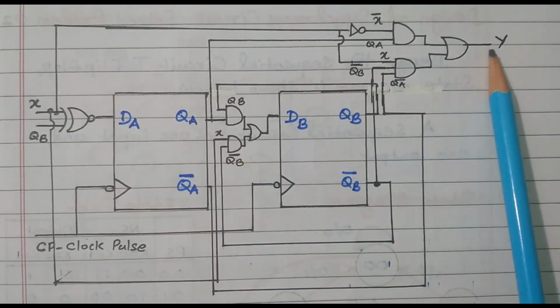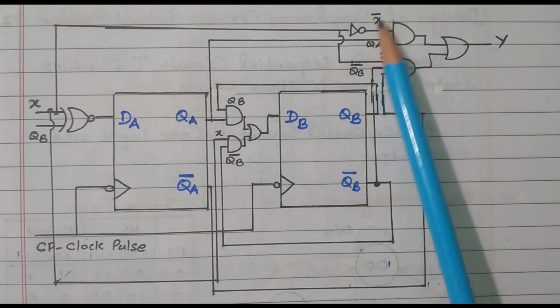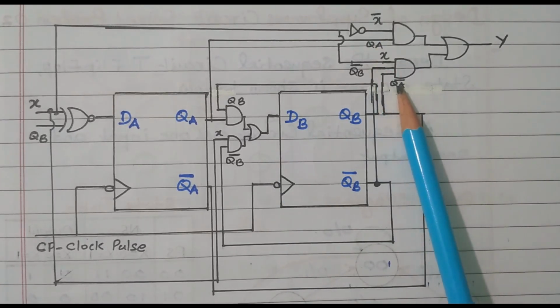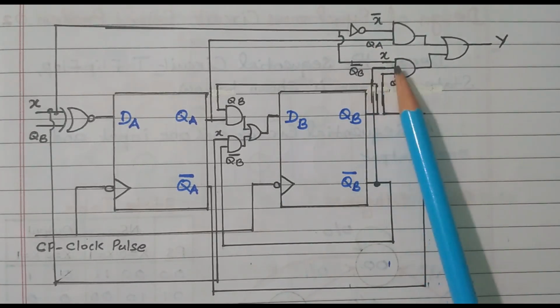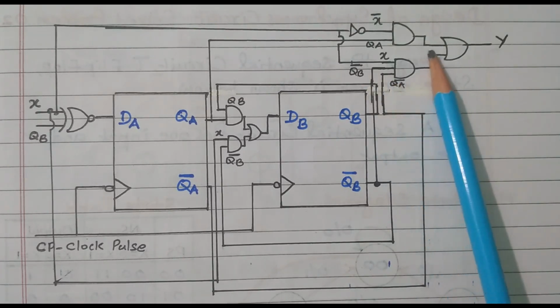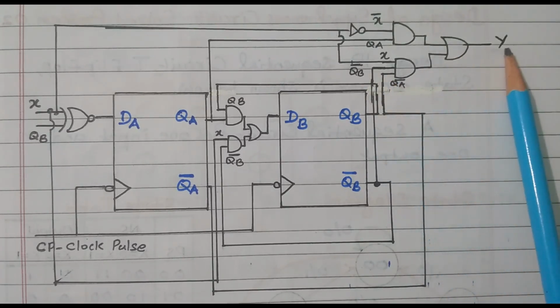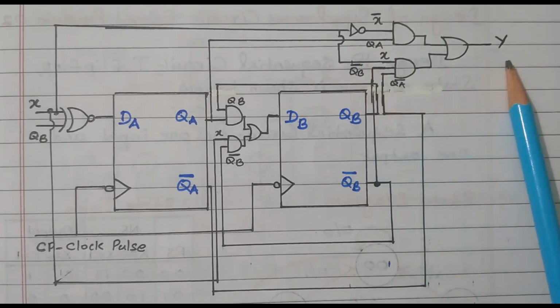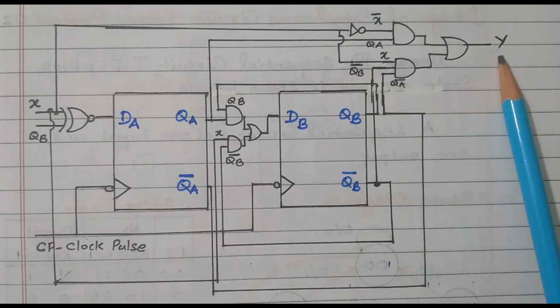Now, we need to design the Y. What is the Y value? X bar QA, so these two are multiplied. The other one is X QA bar QB bar. These two are multiplied and added together, and that is the output. So, Y equals X bar QA plus X QA bar QB bar, that is the output. So, this is the final design of the sequential circuit.